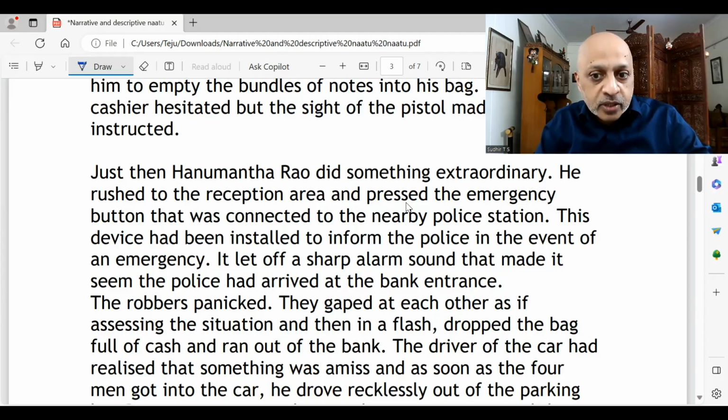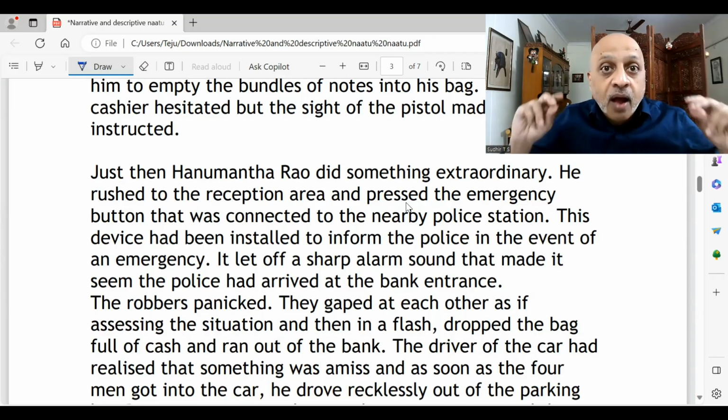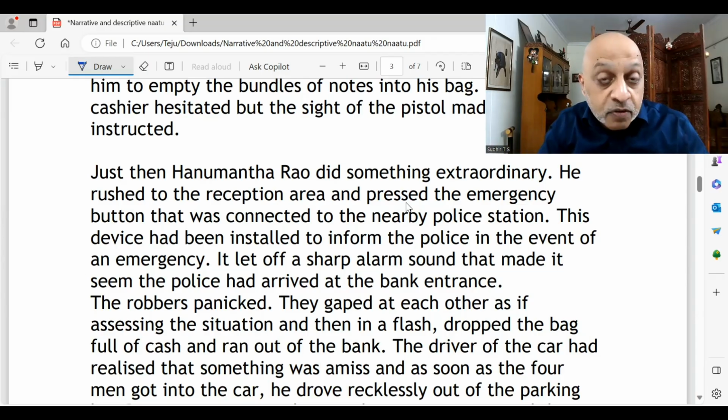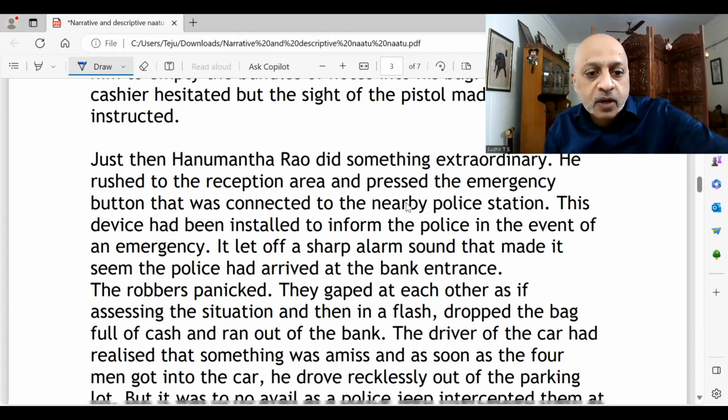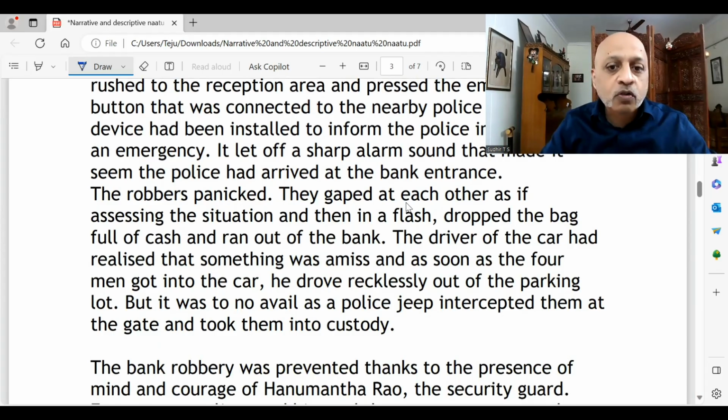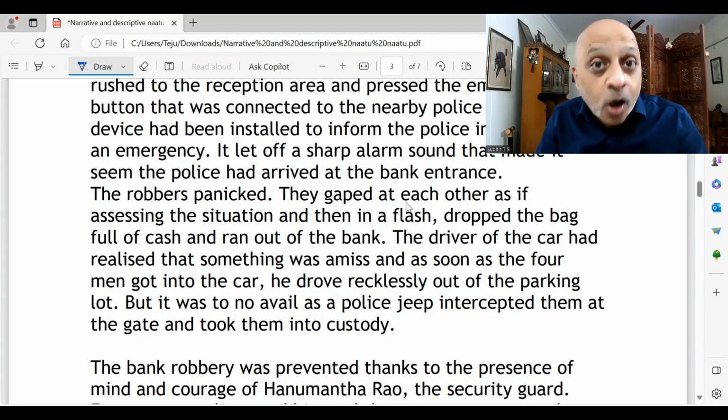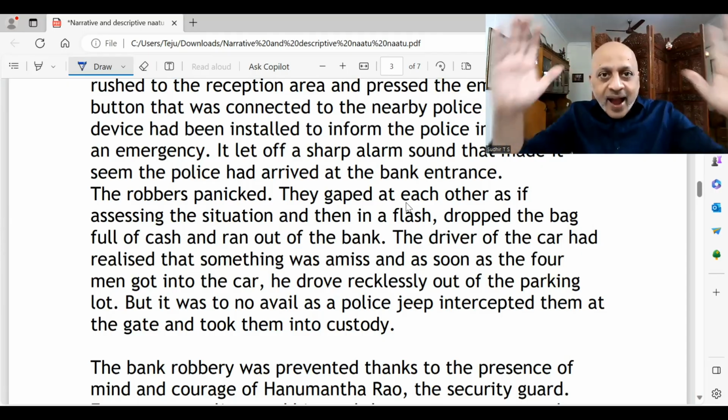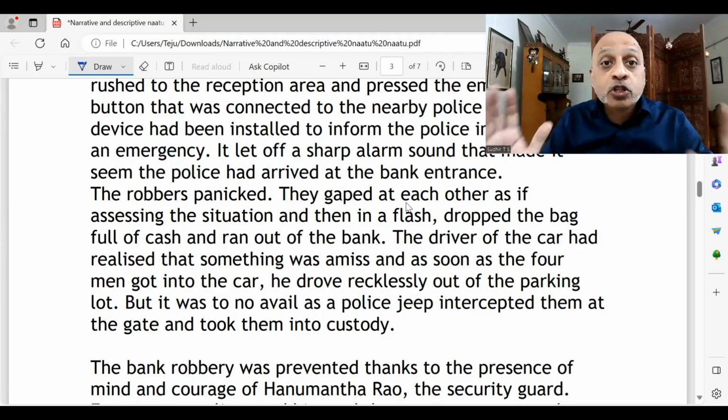They gaped at each other as if assessing the situation. Kya ab kya kare? And then in a flash, they dropped the bag full of cash and ran out of the bank. The driver of the car also realized, because usko bhi awaaz sunai padi hogi, that something was amiss, and as soon as the four men got out of the car, he drove recklessly out of the parking lot, but it was to no avail as a police jeep intercepted them at the gate and took them into custody. Action over. So, एक action pack 2 paragraphs में सब कुछ pack कर दिया.